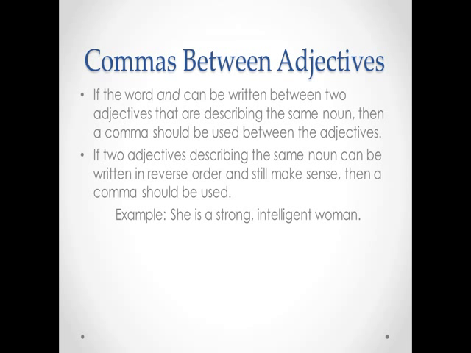You have to look at those 2 adjectives and decide, can you put an "and" between them? Would it still make sense? She is a strong and intelligent woman. Yes, it does make sense, so you could put a comma there instead of "and." Also, if you can reverse the order of the 2 adjectives, then it would be fine as well. She is an intelligent, strong woman, and that makes sense as well. So you could put a comma between.